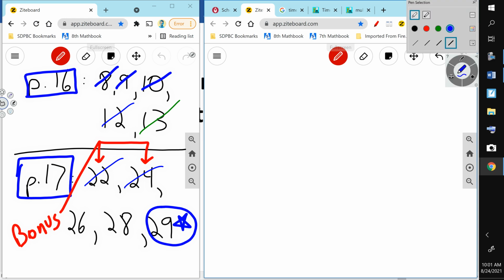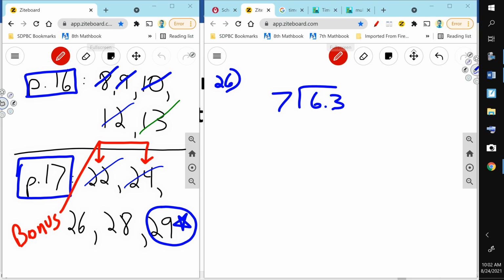Start with 26. Here's number 26. I do like 22 for the record. 7 and 6.3. Class, can we start dividing now, or do I need to move the decimal? Well, this is the number that you look at to determine that. Since that divisor does not have a decimal, you can go ahead and start dividing. You don't need to move the decimal. Even though there is a decimal in the dividend, it doesn't matter.